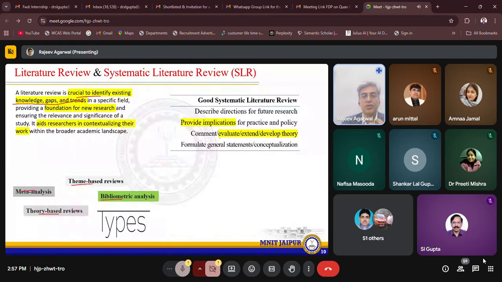If you talk about a good review, a good SLR, you need to give direction. You need to provide implications for practice and policies. You need to comment, evaluate, extend, develop theory, and formulate general statement conceptualization. So these are very powerful statements. If you carefully read those statements, it's not about knowledge, you need to provide implications.